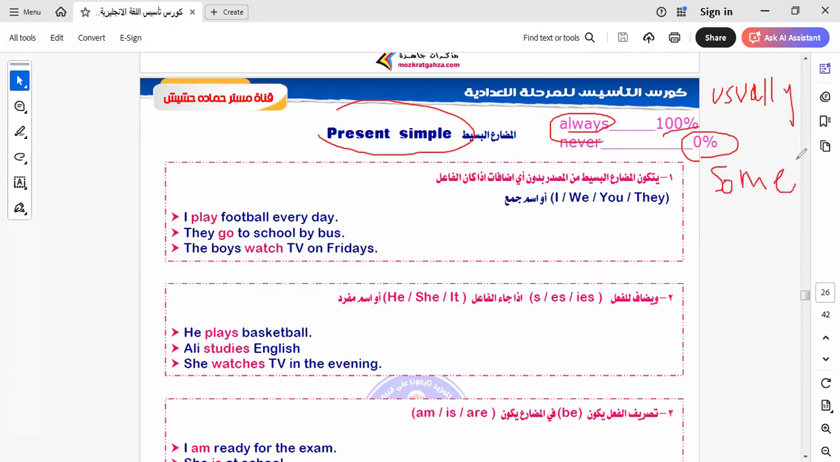I have sometimes. Always. We have sometimes, usually, sometimes, often. All these are called what? All these are the keywords of what? Of the present simple form.